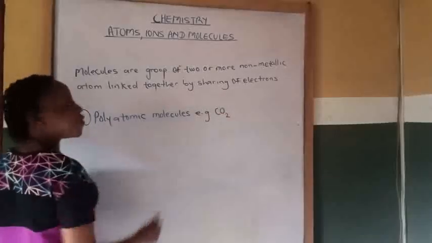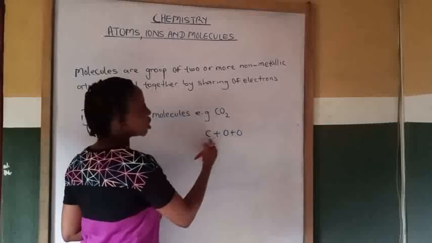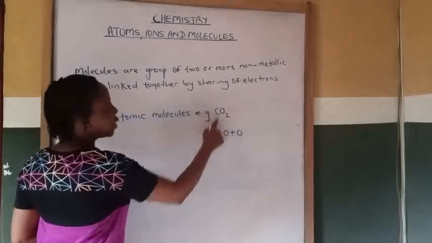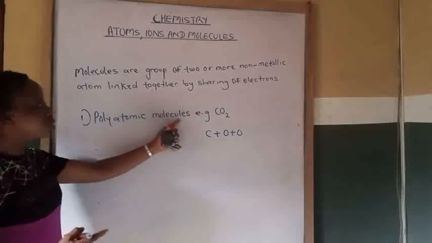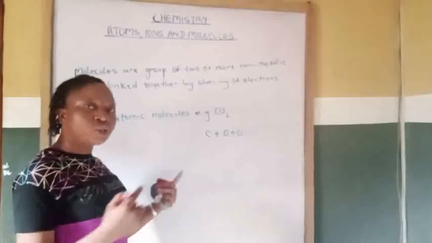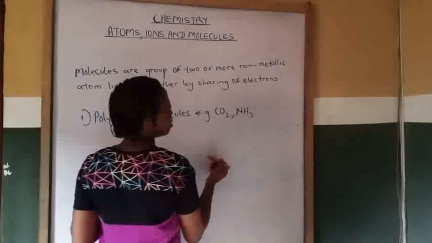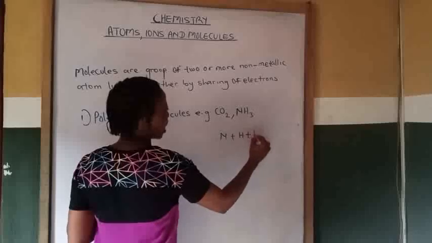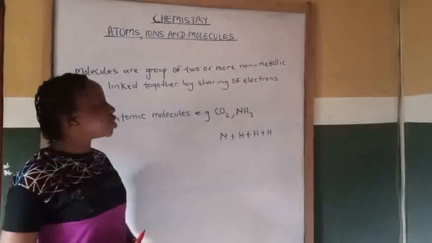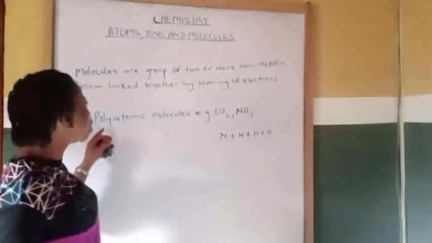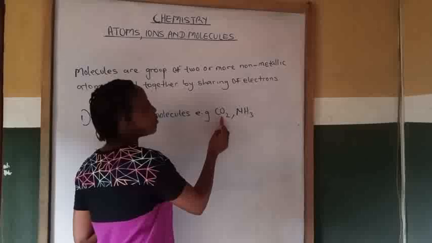carbon(IV) oxide. Carbon(IV) oxide is a polyatomic molecule, because it contains carbon and two oxygen atoms: 1, 2, 3. So we have three atoms, two oxygen and one carbon. So three or more non-metallic atoms linked together to form a compound give us a polyatomic molecule. Another example is ammonia. We have one nitrogen and three hydrogen atoms. We have more than three atoms. So three or more non-metallic atoms will give you polyatomic molecules. You call this one an ammonia molecule. This is a carbon(IV) oxide molecule.